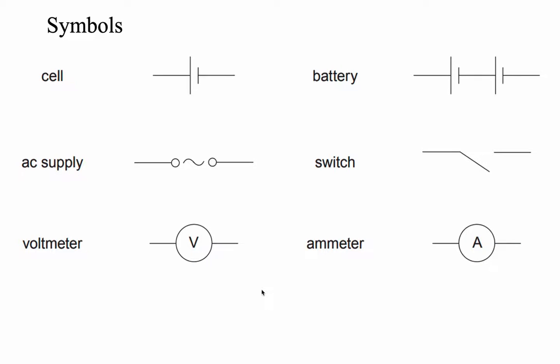Let's talk about the symbols here, okay? So when you see a cell like that, this is the positive side, that's the negative side. Notice that the positive side, since it's so positive, is bigger, okay? A battery literally just means a battery of cells.